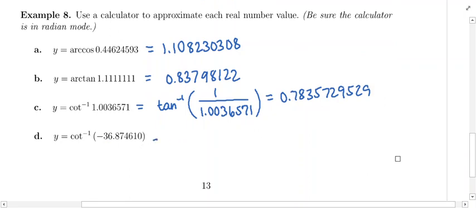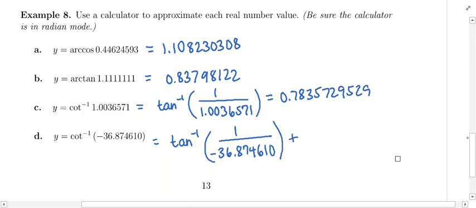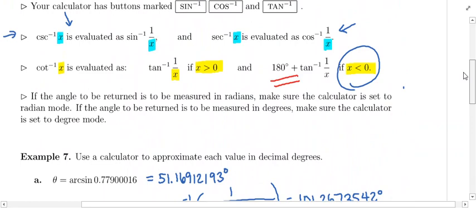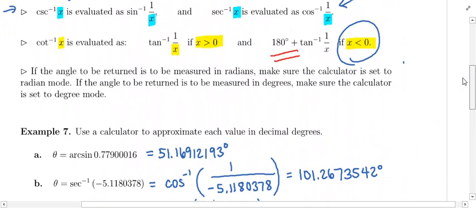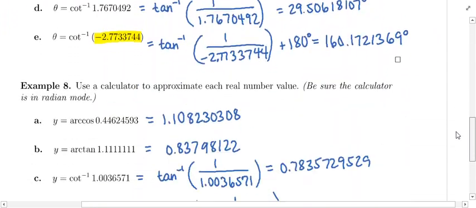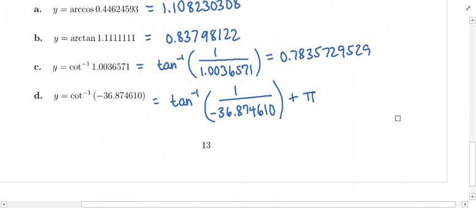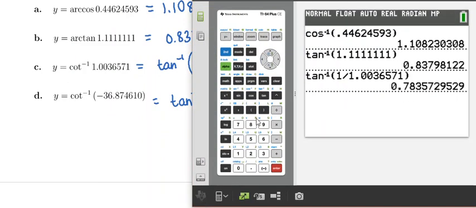So all you have to do again is tangent inverse of 1 over the number, but this time, since the argument is negative, you have to take the result and add 180 degrees to it. That's if you're in degrees. Since we're in radians, we have to add the equivalent in radian measure. 180 degrees is the same thing as pi radians, so that's what we need to add to this quantity. So let's compute it. This is going to be the tangent inverse of 1 over negative 36.874610. Take this quantity and then you have to add pi.